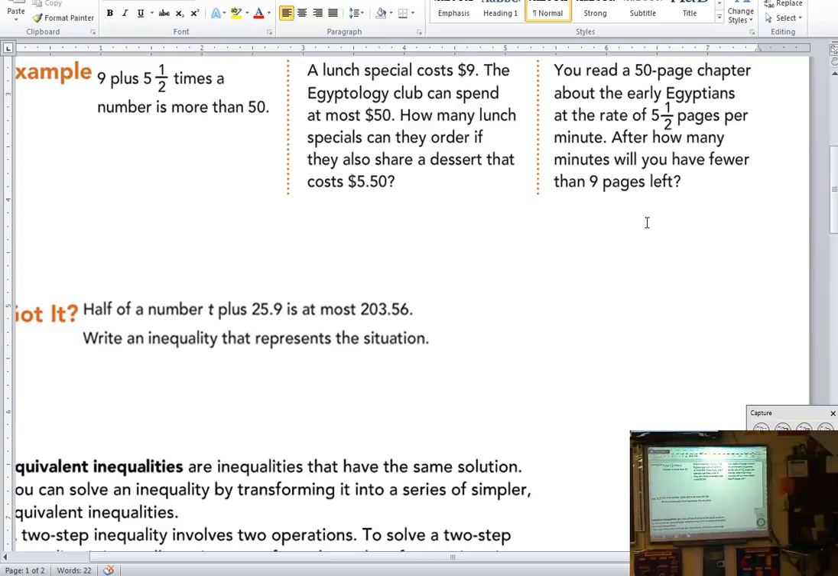Oh, we don't actually have to solve here. We're just practicing taking the verbal into the numerical. So Ashley, on this first one here, it says 9 plus 5.5 times the number is more than 50. How'd you write that mathematically?